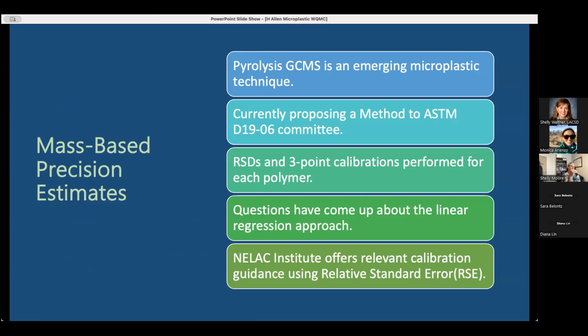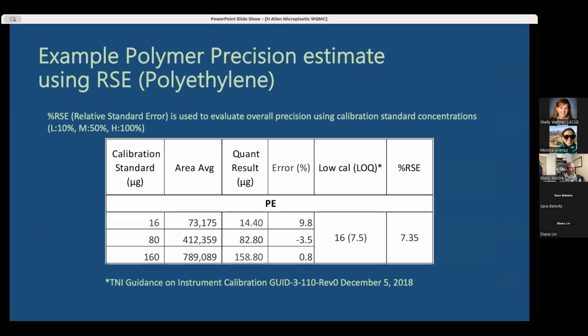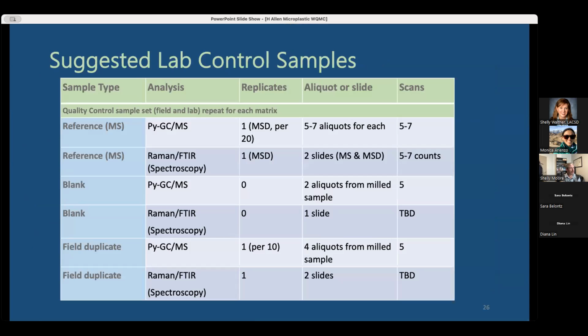So I'll talk now briefly about the RSDs and how to get that really, really tight. And you can see we can build a calibration curve, high, medium, and low, and get results and do this RPD, percent error, right? And then we're able to do the relative standard error for that based on the different weights. So that's a really encouraging model.